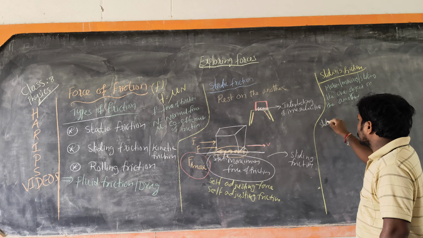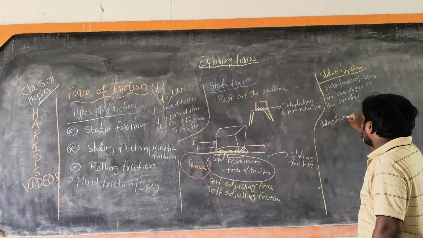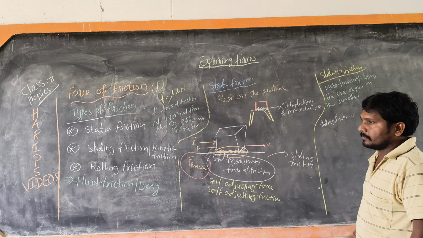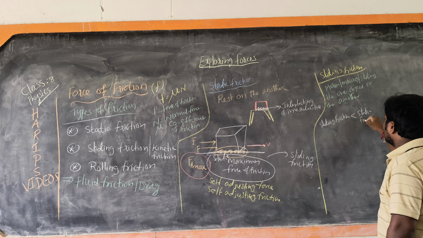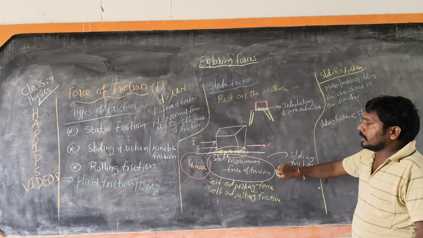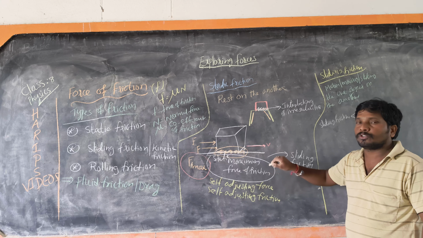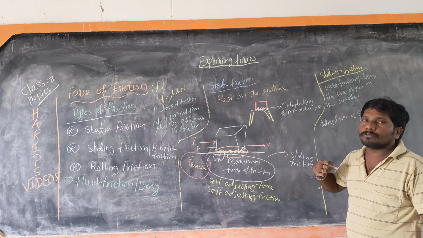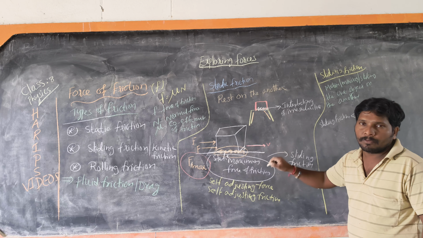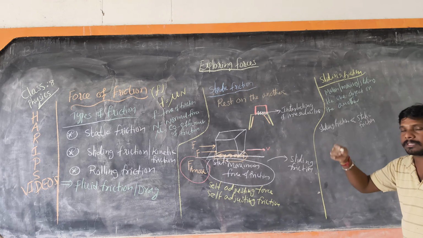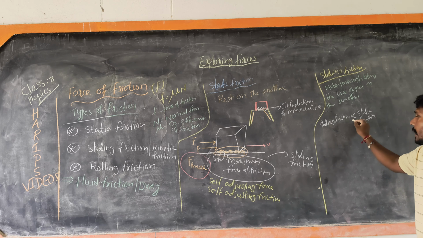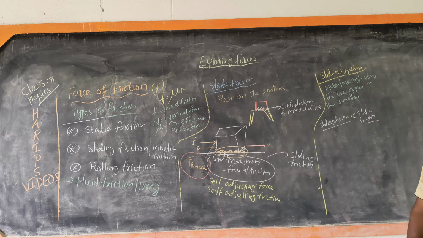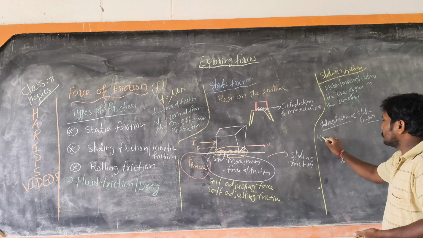Here, sliding friction is always less than static friction. To move the object from rest to motion, we need to apply the maximum force. Once the object starts to slide, starts to move, there is no need to apply that much force. That's why sliding friction is less than static friction. Then coming to the next one, rolling friction.